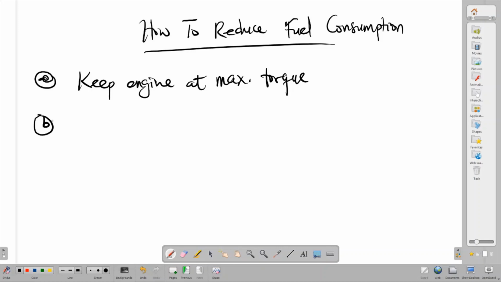Another option that we have is to avoid aggressive acceleration.